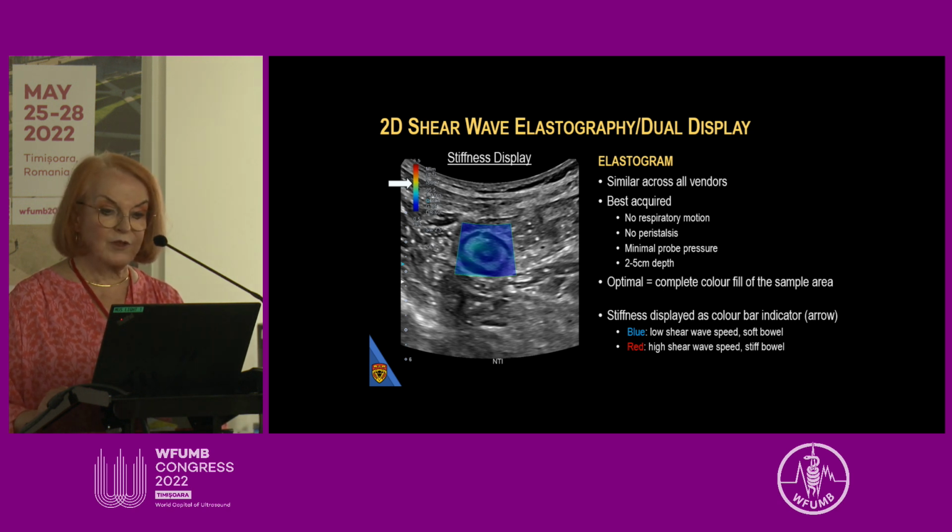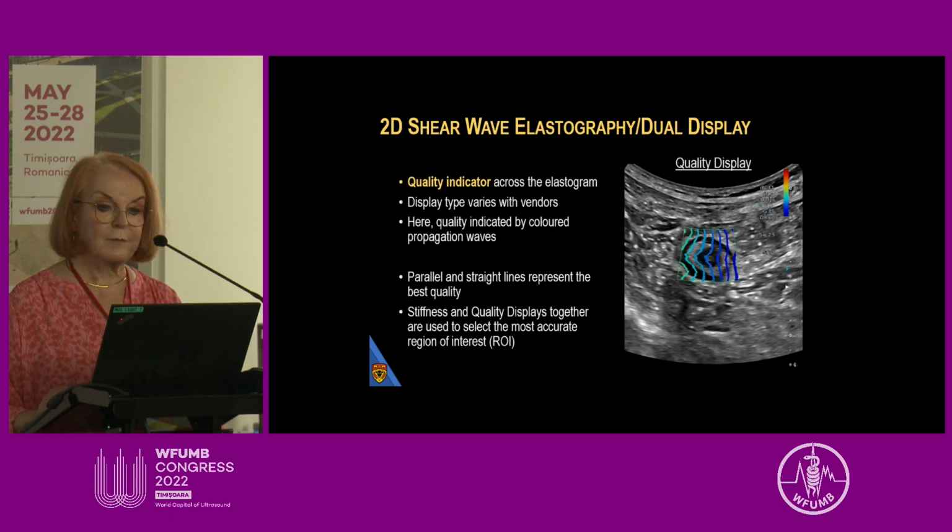The optimal situation is when we have complete color fill-in of our sample area, as here. And the stiffness as we use it is such that the blue represents a low shear wave speed or soft bowel, and the red represents a high shear wave speed or stiffening of the bowel. In addition to that, we look at the quality display, and the quality indicator goes across the elastogram. Here we get a different result than we did with the elastogram itself, in that the display type varies with the vendors. All of the vendors are a bit different.